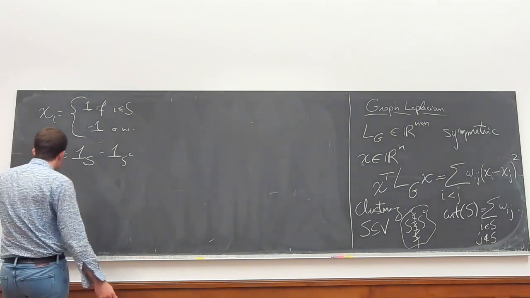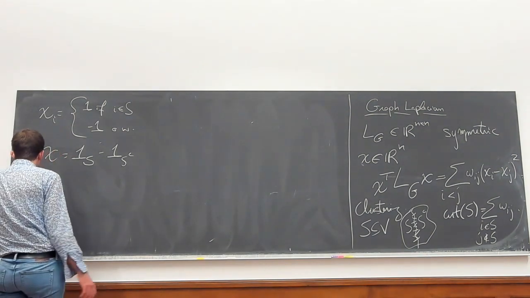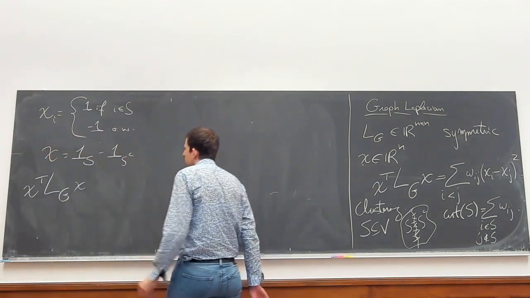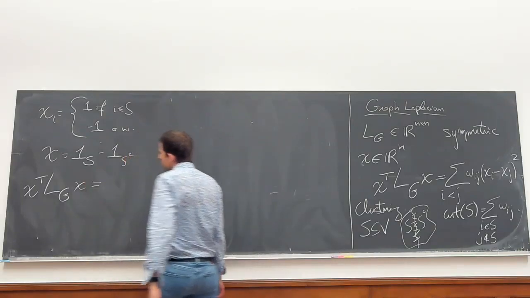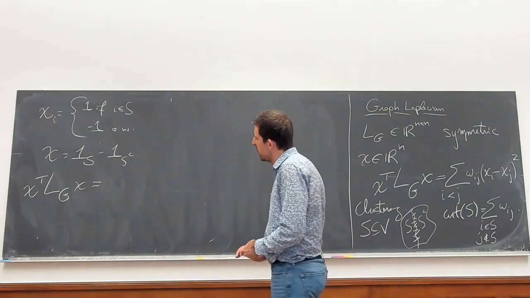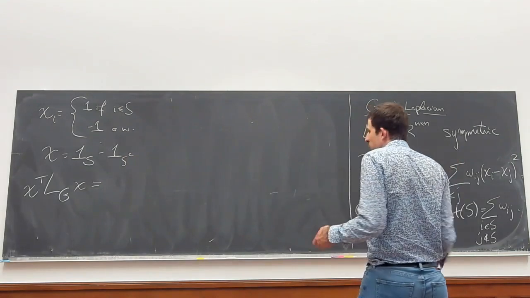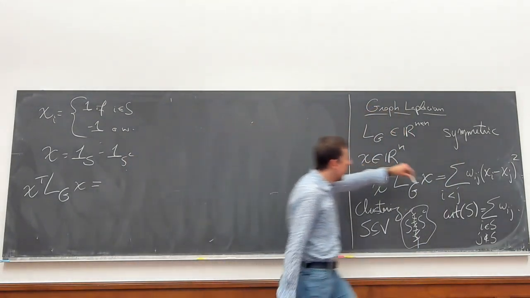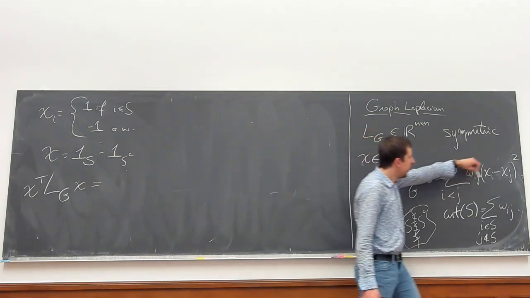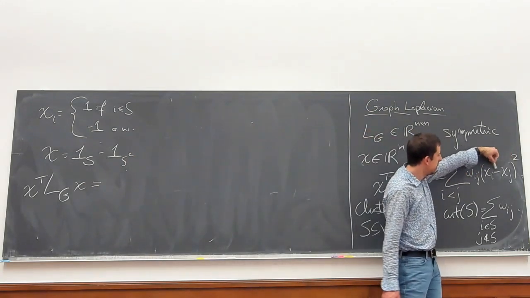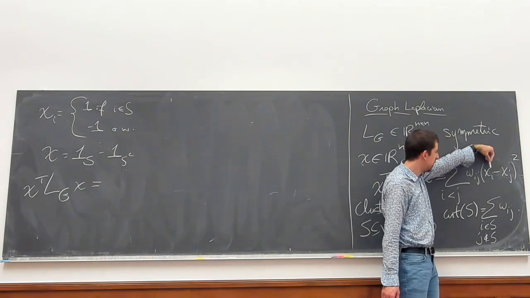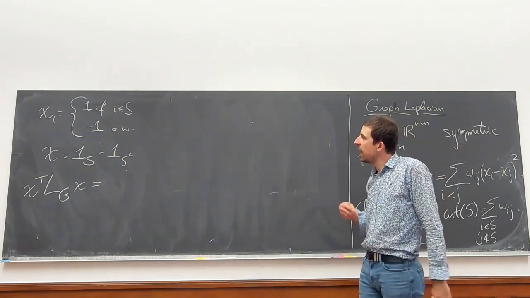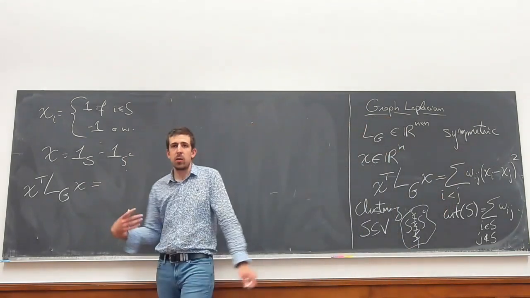So in particular, if I take x transpose Laplacian x, then what do I get? By the definition, we haven't seen what this matrix is yet, it would be the sum over all pairs i and j of the square of the difference between the values of x, times the weight. Now let's see what happens. So x is 1 in S and is minus 1 in S complement.